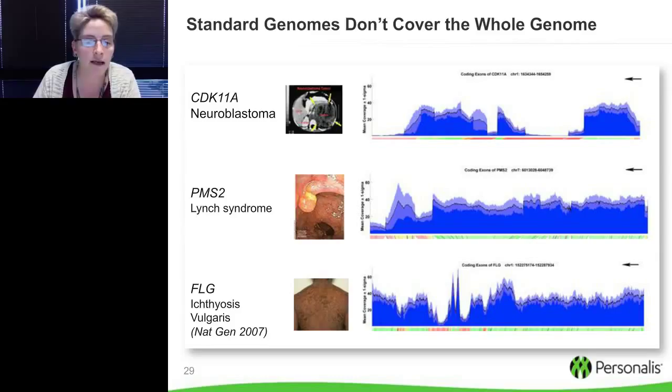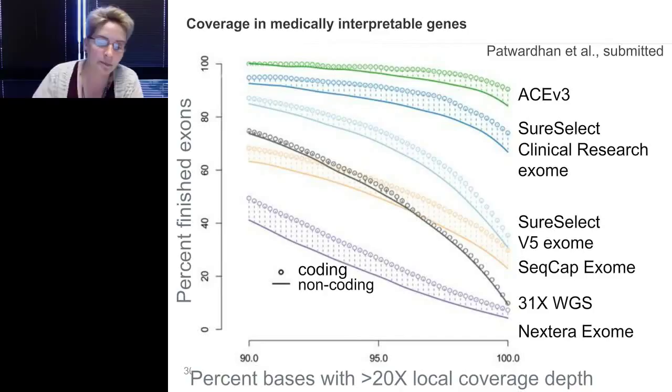And so if you're in a clinical setting and you want to make sure that you're covering clinically important genes fully, then you need to do something to help improve this outcome. I think another important thing in terms of thinking about what assay you're looking at is really understanding how these different assays perform using this metric. And so what we show here is, on the x-axis, the percent bases with greater than 20x local coverage, and that's for Q20 bases. And on the y-axis, we're showing percent finished exons. And what we're really looking at here are roughly the 8,000 what we would consider medically interpretable genes. And here we have the labels for each of these assays.